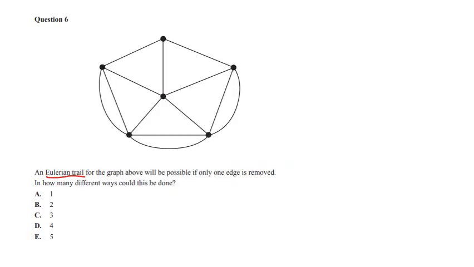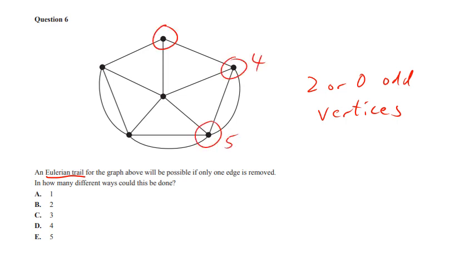Okay, so we're talking about an Euler trail, and that means we're allowed 2 or 0 odd vertices. So let's look at our vertices. This one has 5, this one has 4, this one has 3, 5, 5, and 4. So often with these questions they talk about adding edges, but this one they talked about removing edges just for a bit of variety.